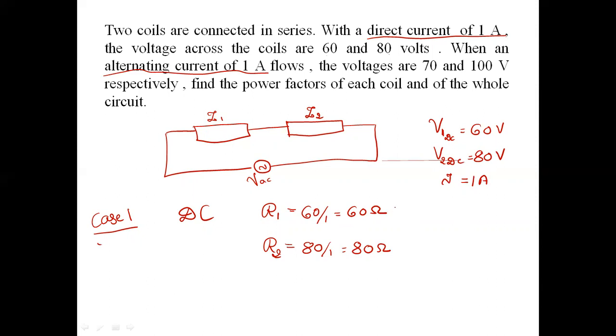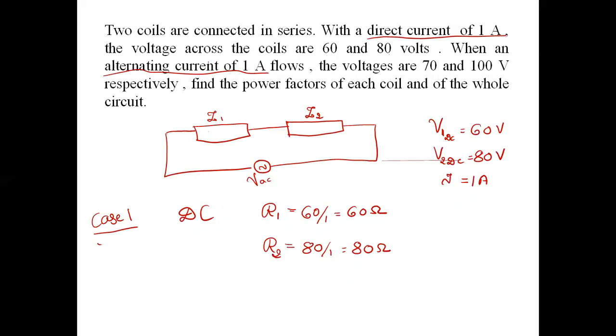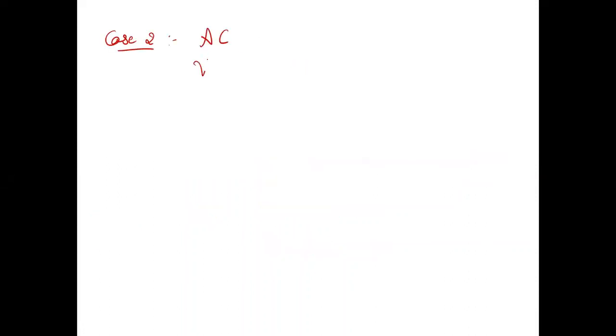Now let's go to the second case. What is the second case? Now alternating current is made to flow through these coils. So now we have V1 AC equal to 70 volts, V2 AC equal to 100 volt.